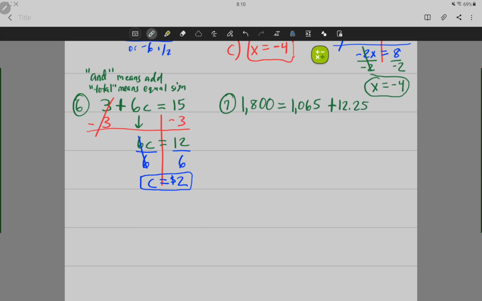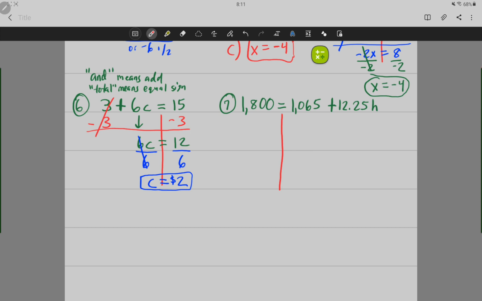How many hours does she need to work? We don't know. It doesn't tell us. So again, just like number 6, when we don't know the value of something, we can use a variable to represent it. So instead of hours, let's just put H for hours. So now our equation is set. $1,800 equals 1065 plus 12.25H. All right, equal sign, draw the line.